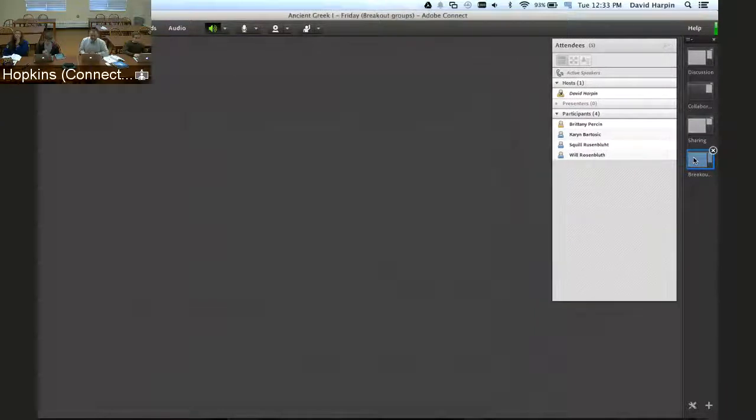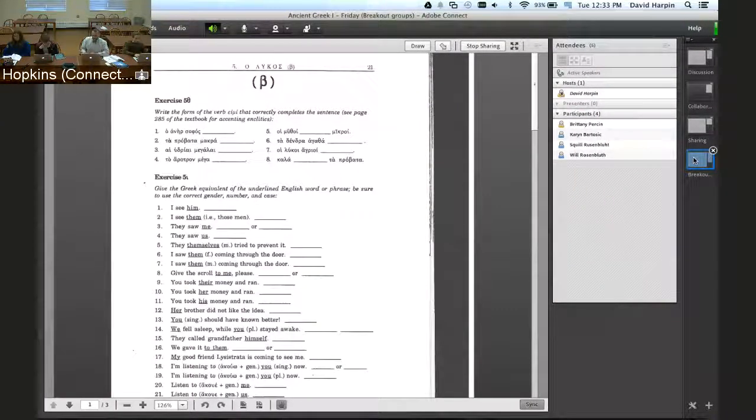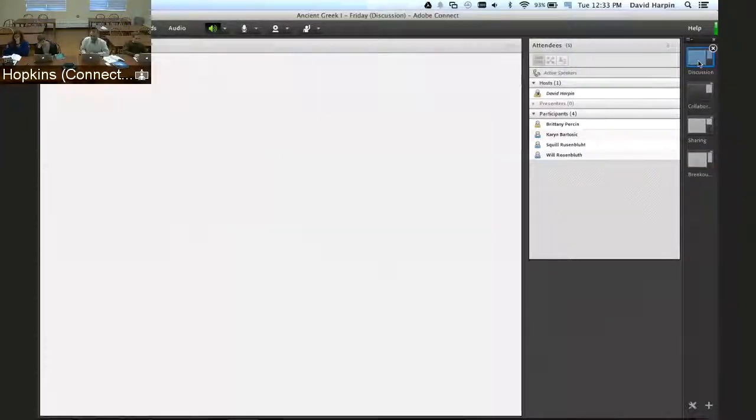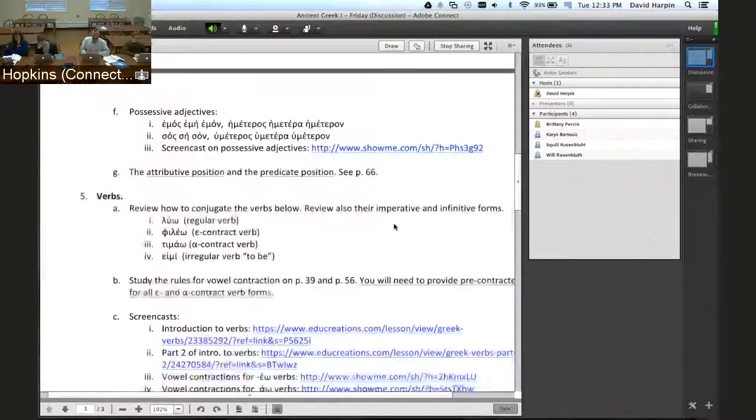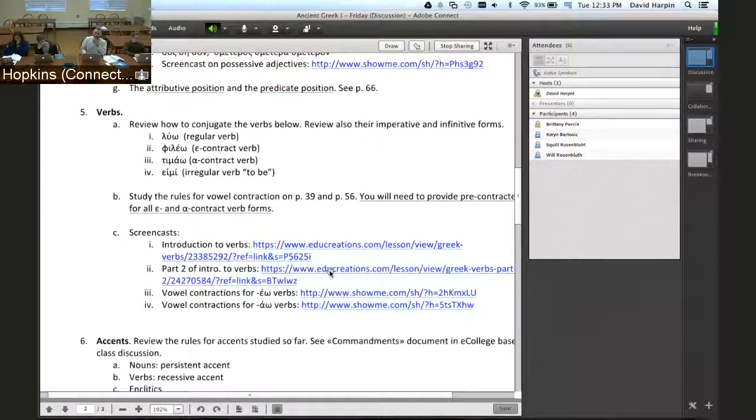Any other questions about predicate position? That's essentially it. Attributive position is just like what we just saw with ta, ema, dendra. It's inside of the article and the noun. All right. Anything else? Everyone good on verbs?